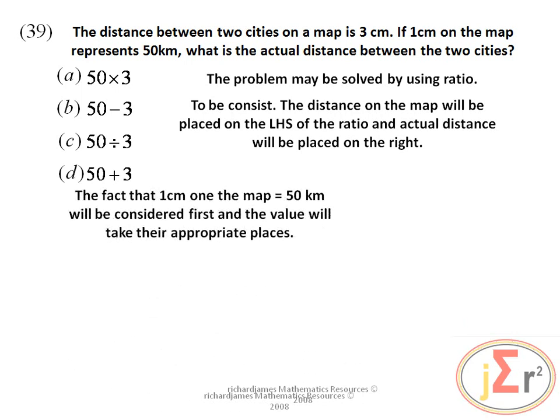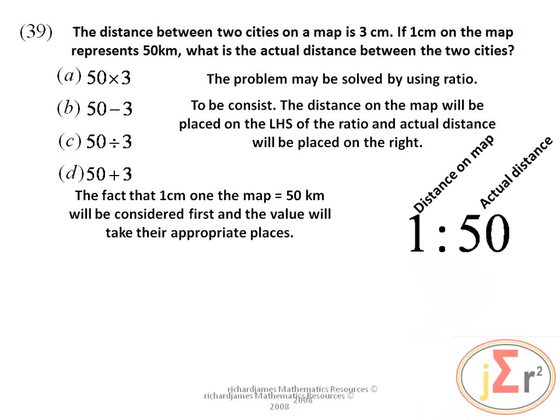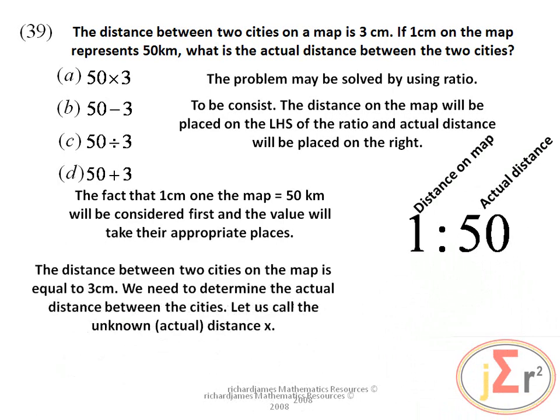So, the fact that 1 centimeter on the map is equal to 50 kilometers will be considered first, and the values will take their appropriate places like that. So we have the distance on the map and the actual distance coming after. The distance between two cities on the map is equal to 3 centimeters. We need to determine the actual distance between the cities. So let us call that unknown or actual distance x.